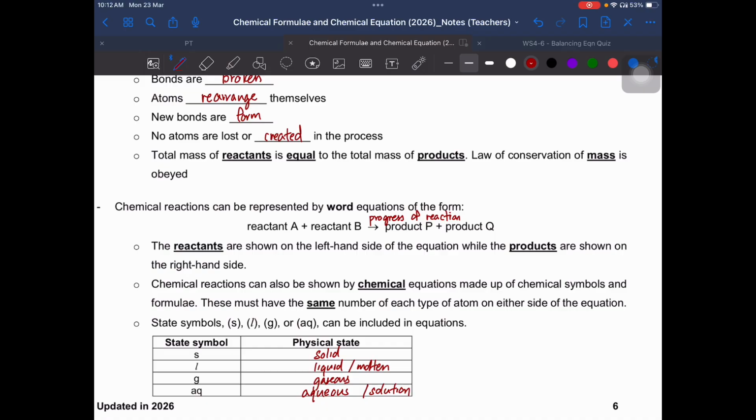Right, but we don't worry about this one first. Let's worry about writing a chemical equation from scratch. So let's take a look at the video first to have a bit of a sense of what chemical equation writing should be like.